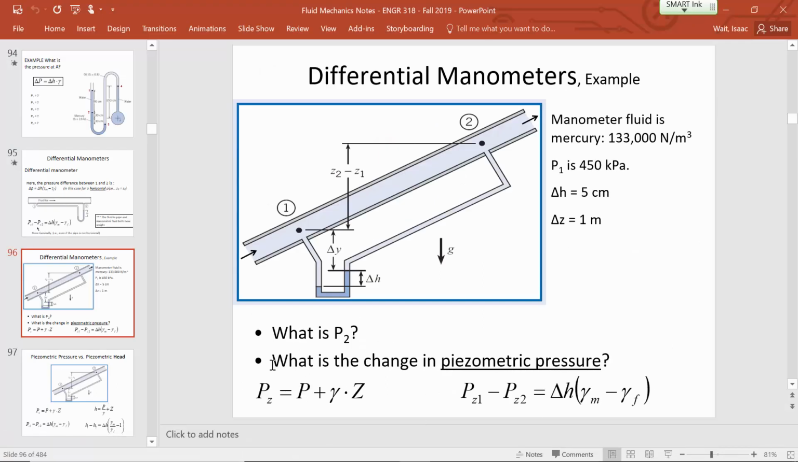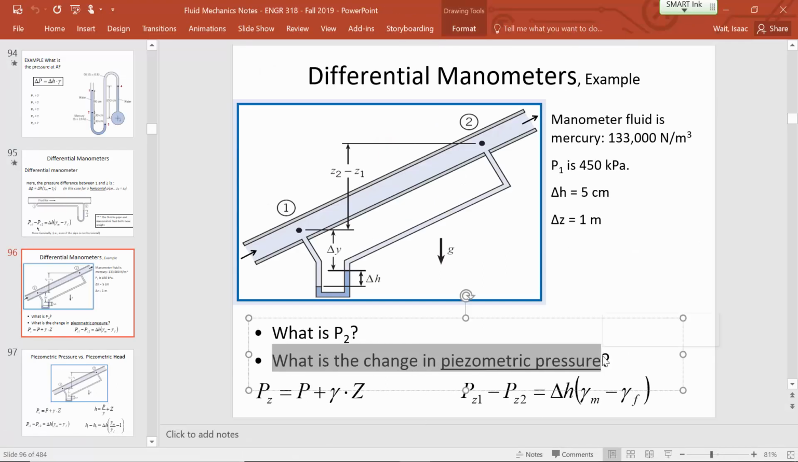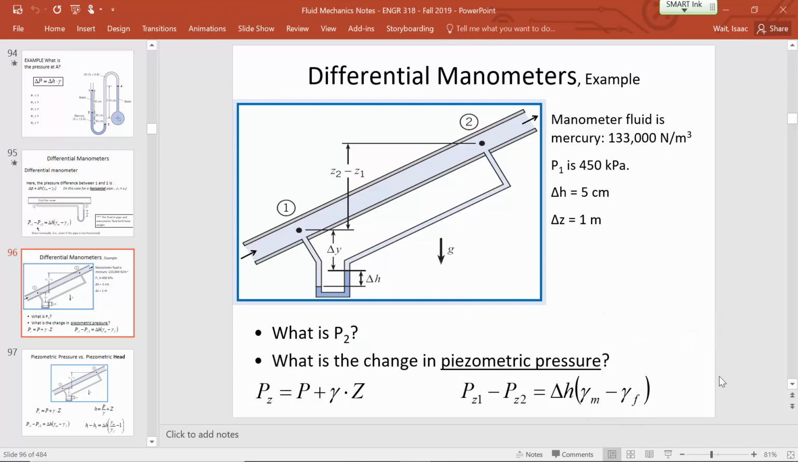The second part of this example says, what is the change in piezometric pressure? And so the delta P sub z is delta H times the difference in the unit weights between the two fluids. So gamma of mercury minus gamma of water. So we know the net pressure difference between the two, but this is asking the piezometric pressure is how much of it's due to pipe friction.